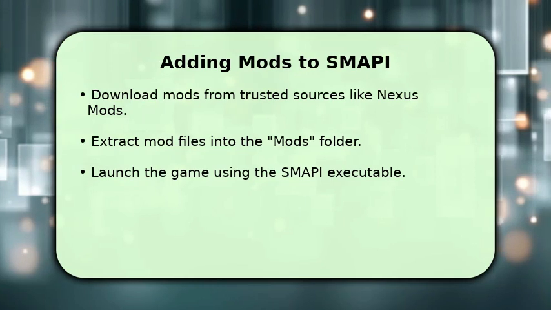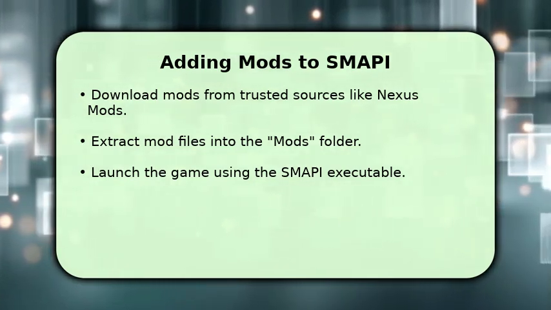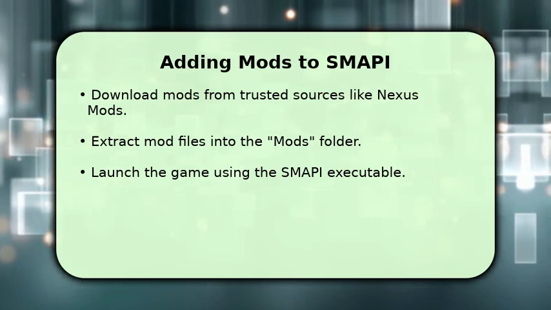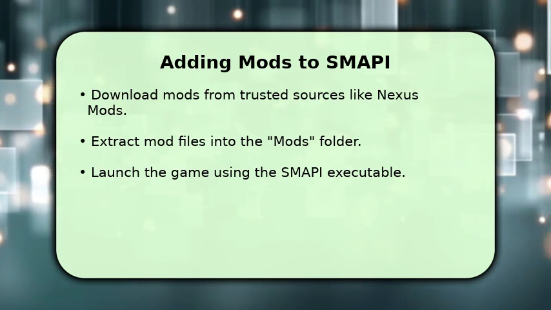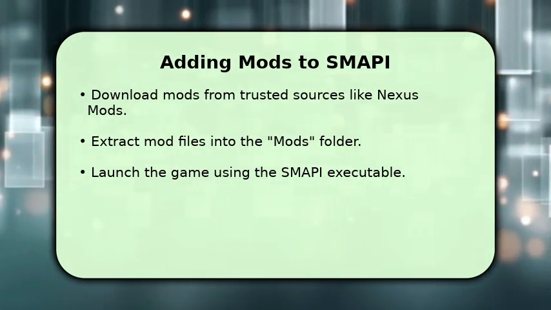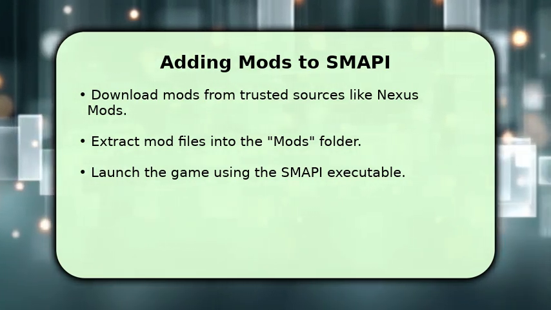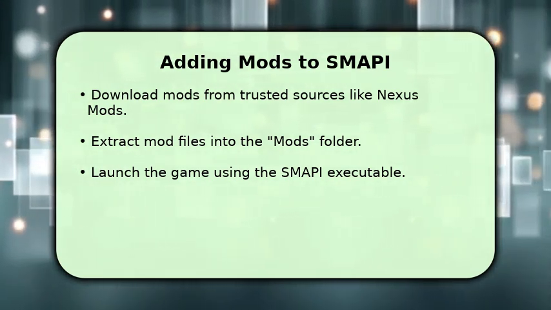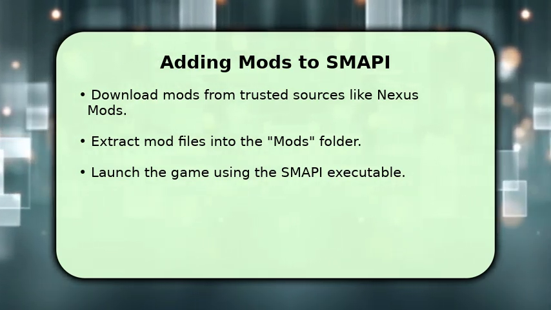Now that SMAPI is installed, adding mods is simple. Download your desired mods, ensuring they are compatible with SMAPI. Most mods come in a compressed format, so you'll need to extract them. Place the extracted mod folders directly into the Mods folder located within your Stardew Valley game directory. Finally, launch Stardew Valley using the SMAPI executable, not the original game launcher, to enable your mods.